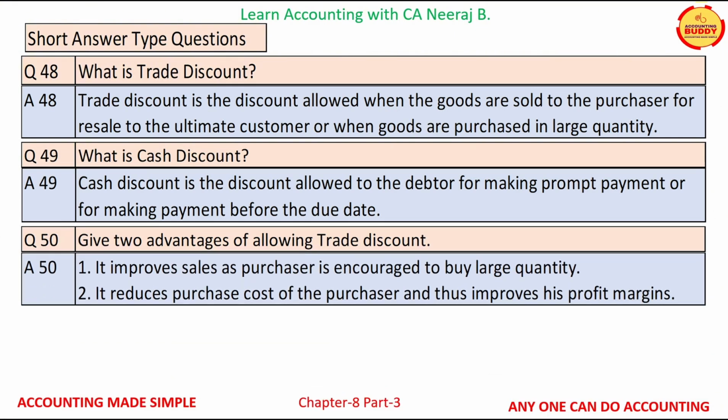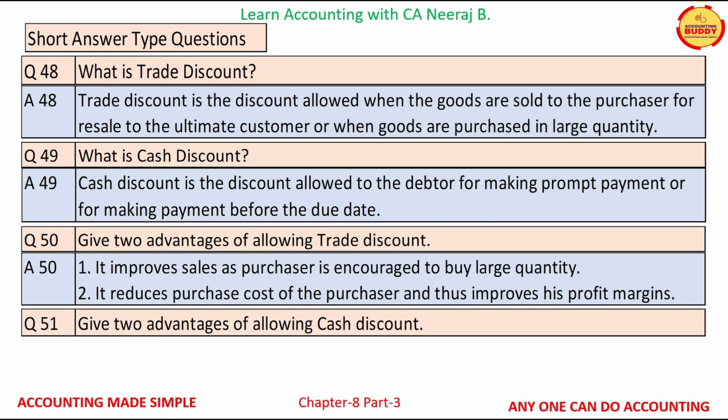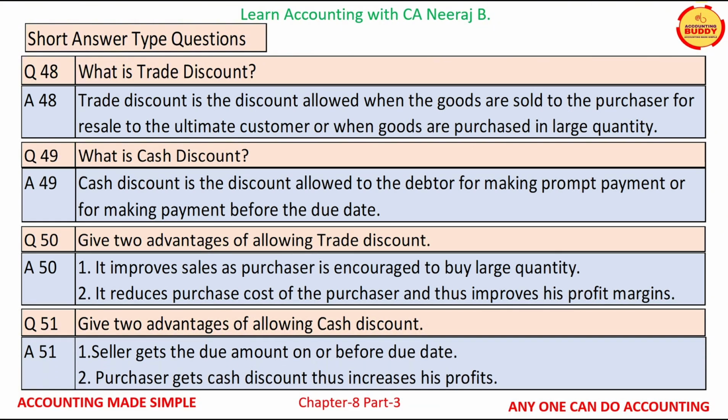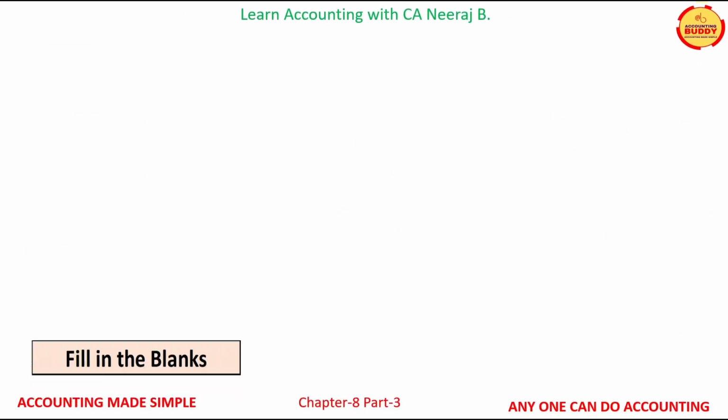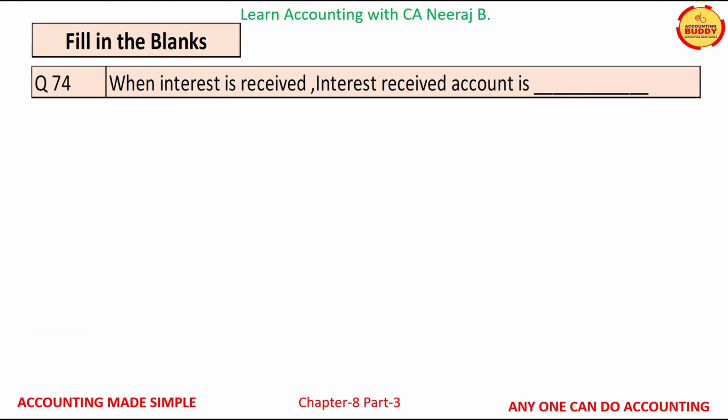Question number 50, give two advantages of allowing trade discount. The answer is it improves sales as purchaser is encouraged to buy large quantity, and it also reduces the purchase cost of the purchaser and thus improves his profit margins. Question number 51, give two advantages of allowing cash discount. The answer is seller gets the due amount on or before the due date and purchaser gets the cash discount, thus increases his profits.